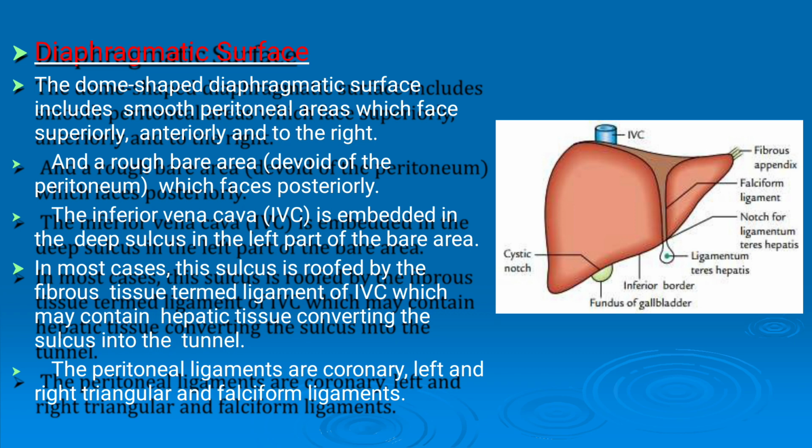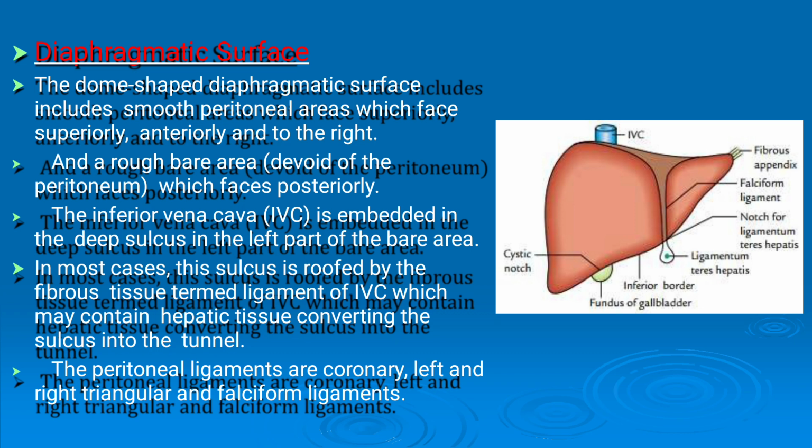The inferior vena cava is embedded in the deep sulcus in the left part of the bare area. In most cases, this sulcus is roofed by fibrous tissue termed the ligament of the inferior vena cava, which may contain hepatic tissue, converting the sulcus into a tunnel. Now we have discussed the peritoneal ligaments: coronary, left and right triangular, and falciform ligament. We can see them in this diagram.